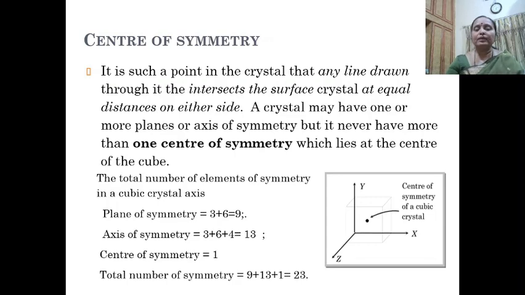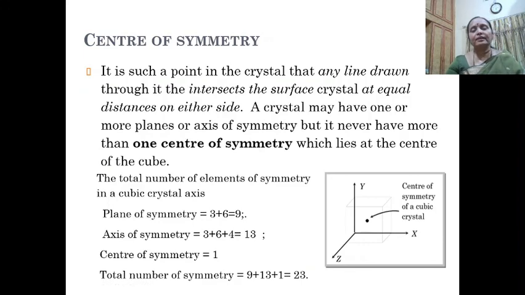So the total number of symmetry elements in a cubical crystal will be 9 planes of symmetry, 13 axes of symmetry, and only one center of symmetry. So the total number of symmetry elements is going to be 23.